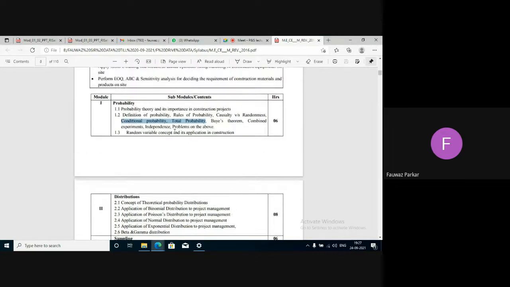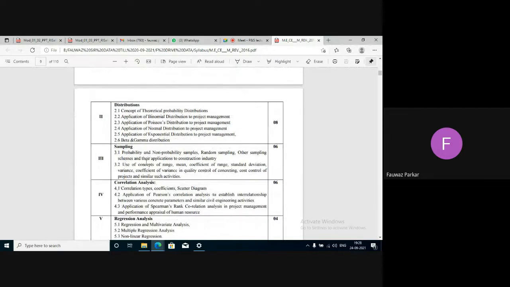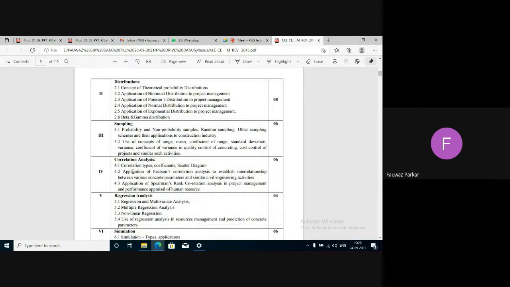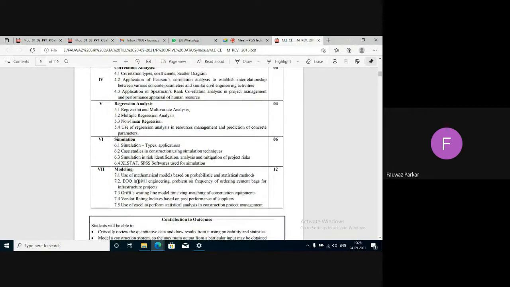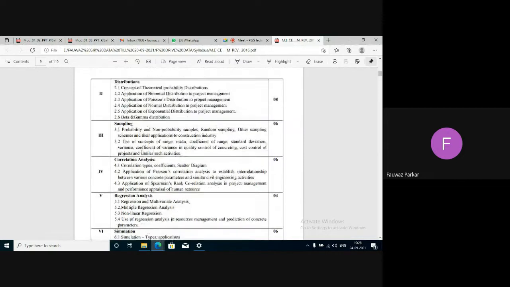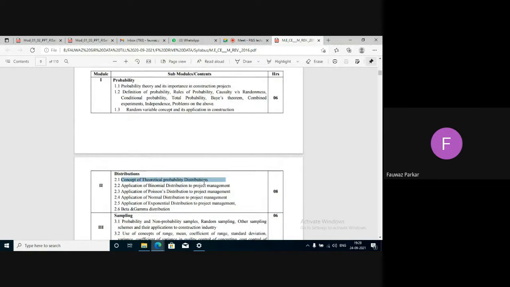Fine. So this module is more of a theoretical based module. We have to go by the PPT and all that on the board. Then other modules, distribution, sampling has a little theory but it's fine. This is more numerical application based. Correlation analysis again is more of application, numericals are more in this. Regression analysis has numericals. Simulation also there are numericals, and modelling also is more of application. So in module number 1 and module number 3 there is more, and in this 2.1 the concept I'll also discuss in due course of time.